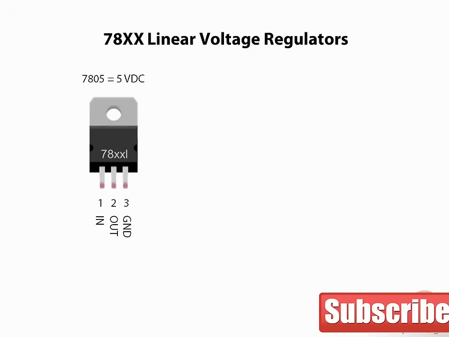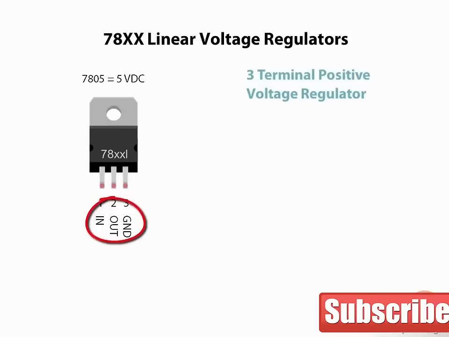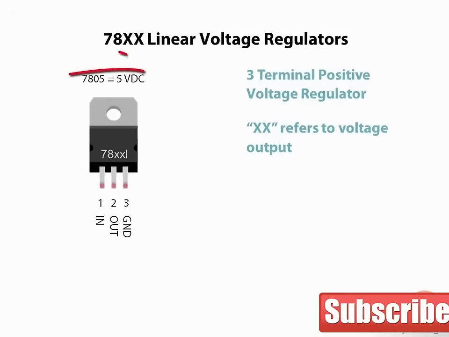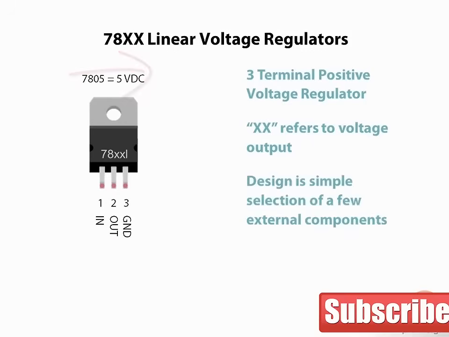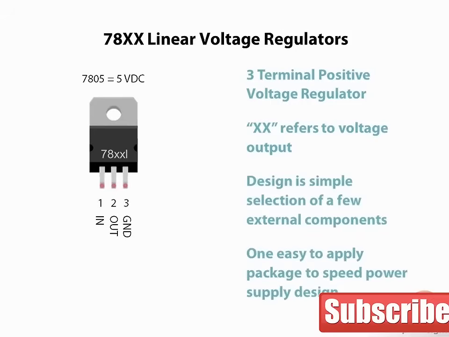The 7800 series of linear voltage regulators are just one of those flagship components you will find in countless circuits. The 7800 series are 3-terminal positive voltage regulators. The 3 terminals are input, output, and ground. The prefix 78, followed by the voltage of the chip, determines its output. This particular chip is a 7805 for a 5 VDC output. Design is simple, with just a few selected external components. Power supplies are quickly and easily designed, allowing you to focus on other aspects of the circuit.